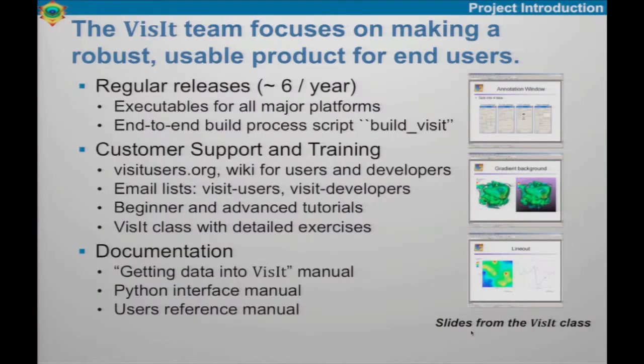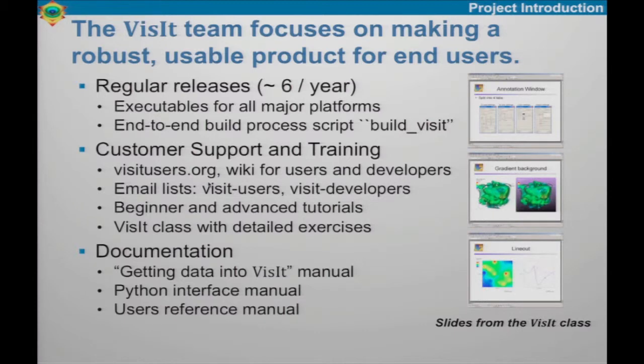So let's see. So then the other half of what I've been trying to hit home is that we have a product. And so we have regular releases, about 6 releases a year, executables for Windows, Mac, Linux. There's actually an end-to-end script called Build VisIt, which downloads all the dependencies and builds the dependencies and then builds the software itself. In terms of customer support and training, we have a wiki. The wiki is pretty good, right?